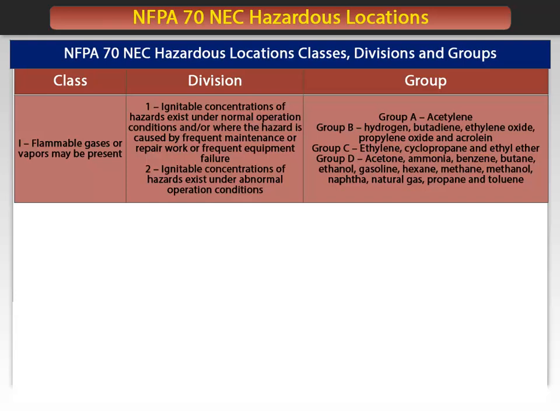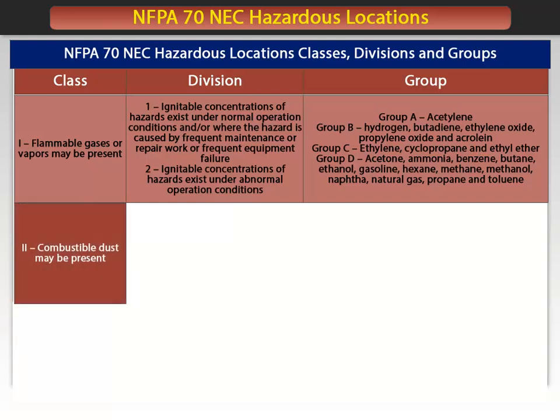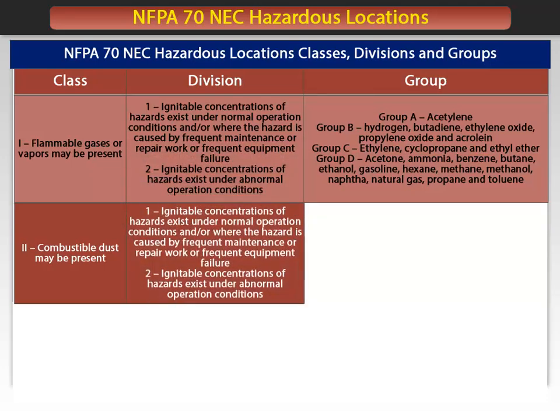Now Division 2 covers combustible dust that may be present. Here are the divisions for this class. Division 1, ignitable concentration of hazards exist under normal operating conditions and/or where the hazard is caused by frequent maintenance or repair work or frequent equipment failure. Division 2, ignitable concentrations of hazards exist under abnormal conditions.